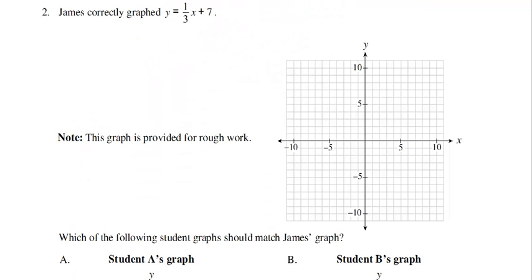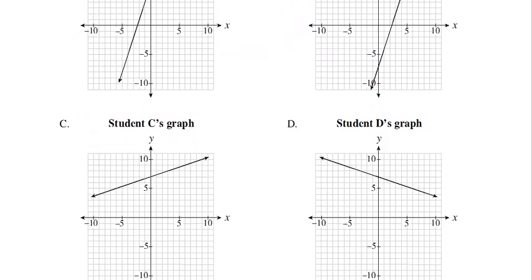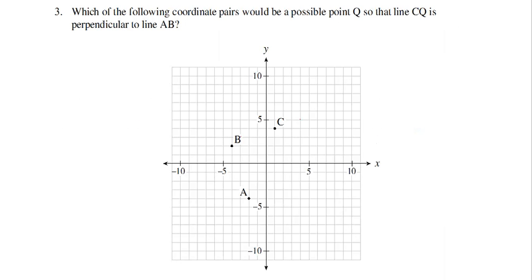Number two, James correctly graphed y equals 1/3 x plus 7. Note this graph is provided for rough work, so let's forget what the students' answers are down there. Let's just graph it ourselves and see what happens. So we'd have a y-intercept up here at 7. So this is in slope-intercept form. And then we have a slope of 1/3, so we go up 1 over 3, up 1 over 3. You'll be able to use a ruler on your test, but you get something that looks like so. And let's see which one that makes it look like. I'm thinking it looks like C. All right, good.